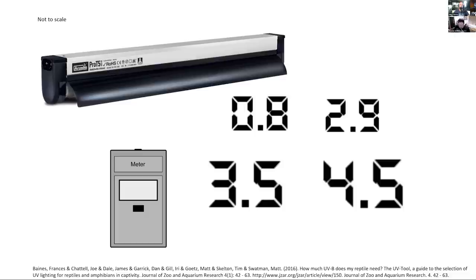But Francis Baines has the famous paper in the Journal of Zoo and Aquarium Research entitled "How Much UVB Does My Reptile Need?" People can look that up and search their species. Obviously, it's reptile based, but we use these now on other animals as well. We use them on mammals, we use them on birds. Some zoos even use them on fish. Whipsnade Zoo use them on their fish.